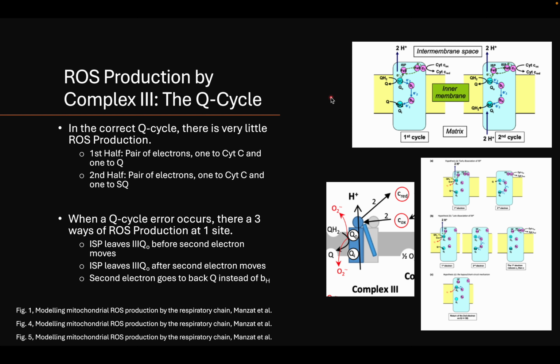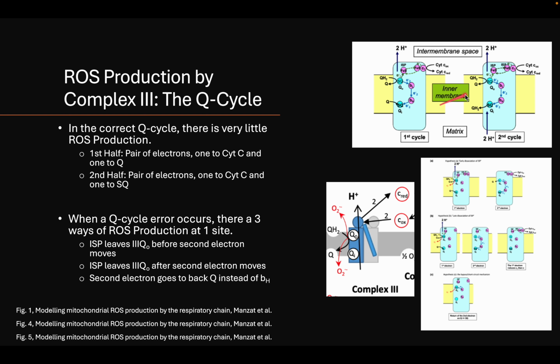So with complex 3, it has a very high potential, the highest potential of ROS production, and this is at the Q cycle, namely. So in a perfect Q cycle, it begins with the first half. Your ubiquinol binds to your QP site, or in this case, your QO site, and the electrons move through one of 2 paths. It either goes through your ISP to your iron sulfur centers to cytochrome C, or the electron goes through cytochrome B low to B high, so finally to a ubiquinone in the QN or your QI site, as here, to make a semiquinone.